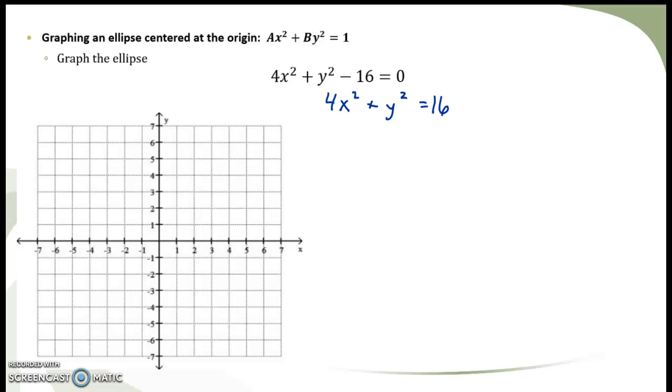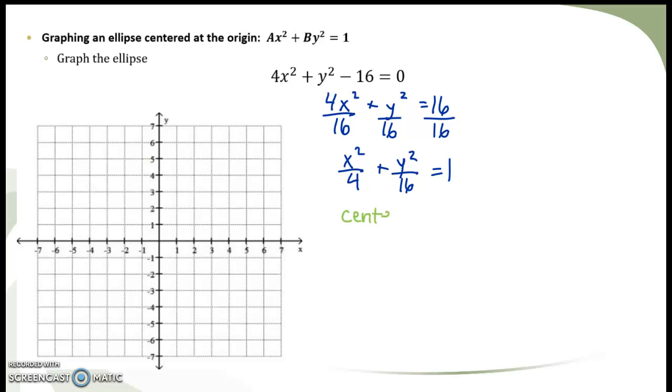And from here I already have a completed square for x squared and a completed square for y squared because I don't have any single terms x or y in my equation. So all I need to do at this point is get a 1 on the right hand side. So I divide both sides by 16 and I get x squared divided by 4 plus y squared divided by 16 equals 1.